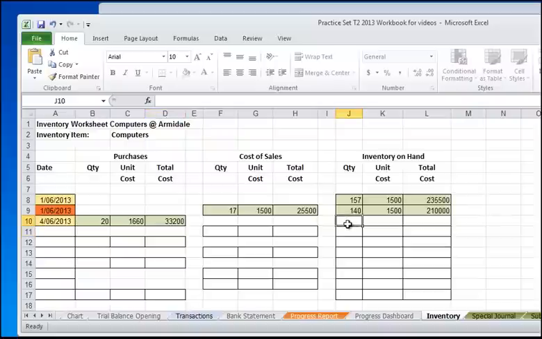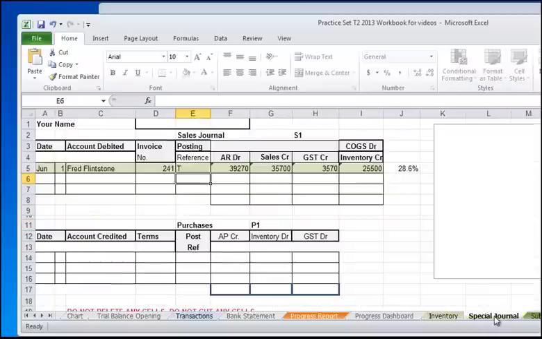Now we need to update our inventory record. We had 140. We add to that 20, so we're going to have 160. The total value was 210,000, and we've added 33,200. So that's going to be 243,200. This time you can see the average cost is going to change. It was 1,500. We've paid a bit more for these computers. So we divide the total cost by the total units, and we see that our unit cost is now 1,520. Righto, let's now post this to the special journal.